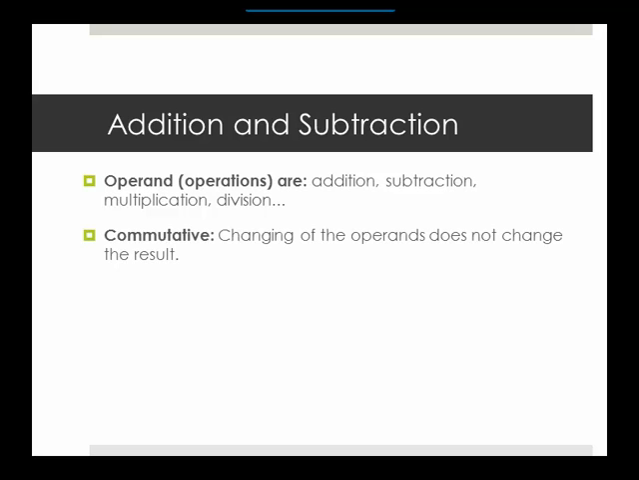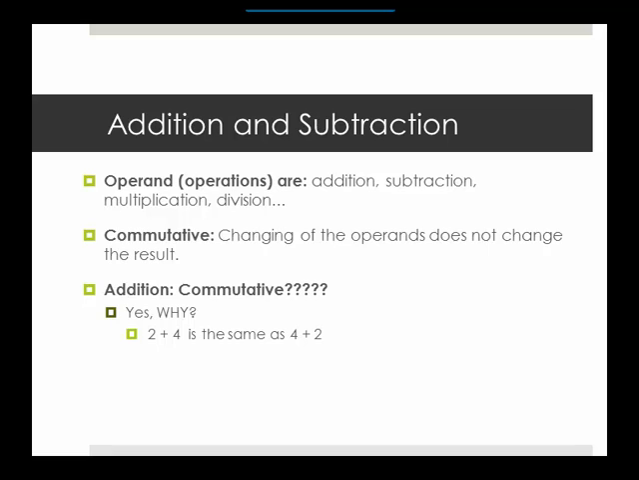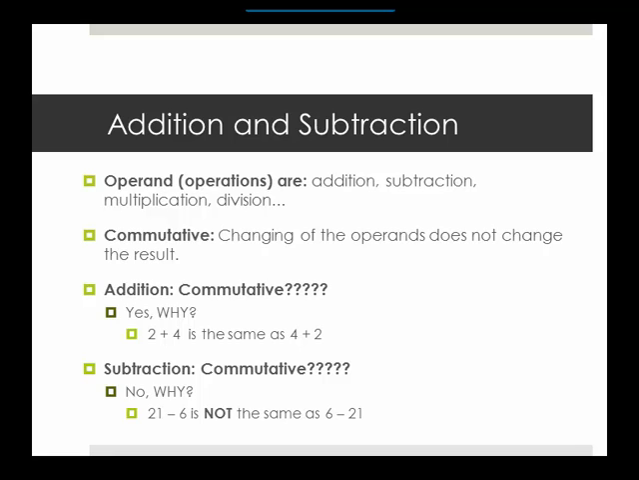Commutative simply means that when one changes the order of the operands, which are operations such as addition and subtraction, multiplication and division, it does not change the result. Addition thus is commutative. Why? Because 2 plus 4 gives the same result as 4 plus 2. Is subtraction commutative? No. Subtraction, on the other hand, is not commutative. Why? Because 21 minus 6 does not give the same result as 6 minus 21.